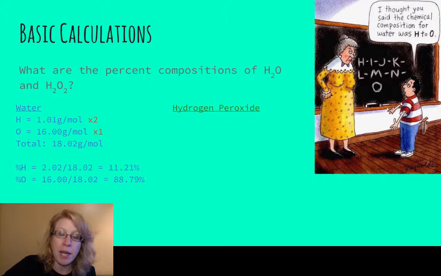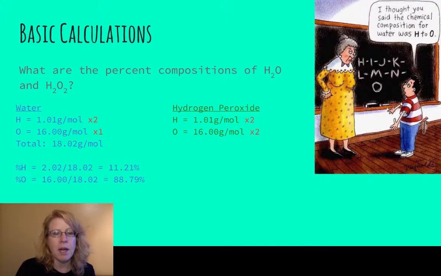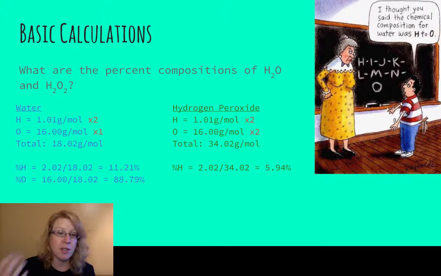So if we take a look at hydrogen peroxide, we can see just by doing this percent composition, something a little bit different is going on here. And we find out that we've got 2 hydrogens and 2 oxygens in here. So our molar mass here is a bit heavier. It's 34 grams per mole, roughly, as opposed to just 18. So when we start to redo our calculations here, we can see that the percent of hydrogen actually drops quite a bit. It's still 2.02 grams, but now the molar mass is 34.